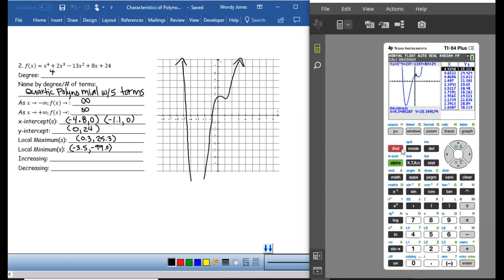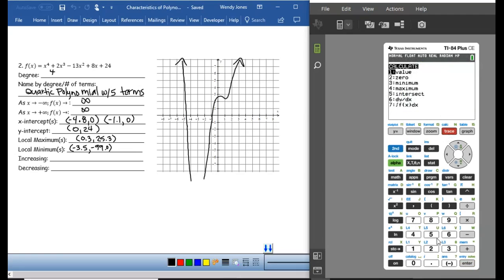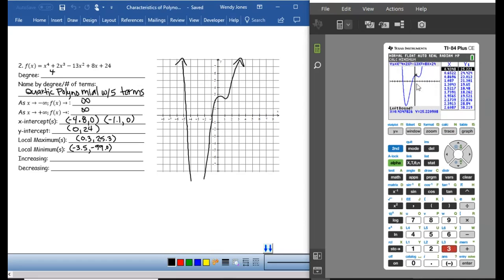Now let's find our second minimum. We'll go to second trace, we'll go to number 3, and we'll make sure that we're on the left. Since we are currently on the left, we'll go ahead and hit enter. Now it says go to the right. Hit enter. And then it says guess, so we'll hit enter one more time. This minimum is located at 1.7, comma, 18.2.